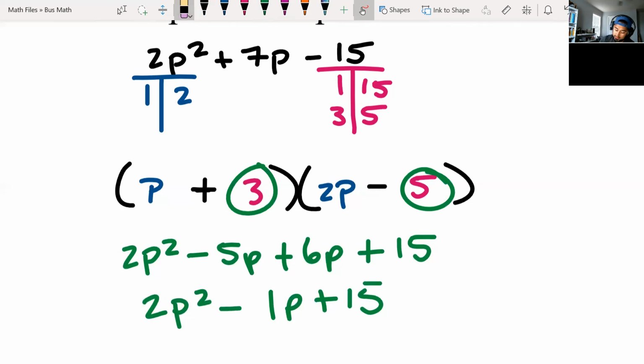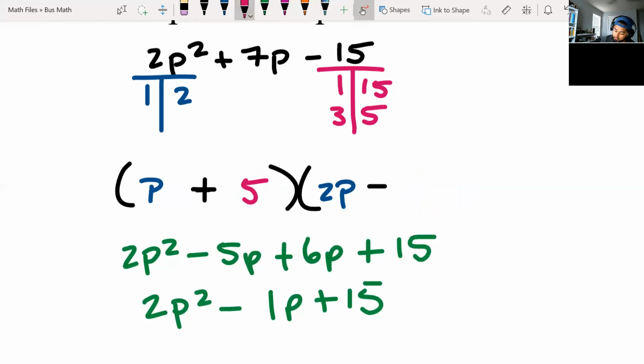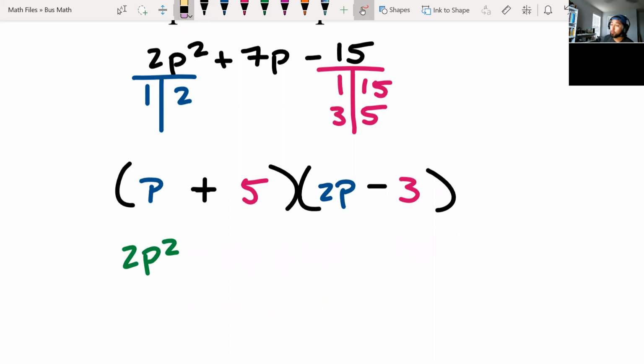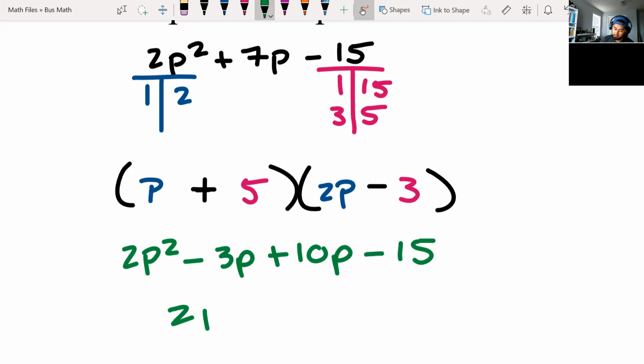So now this 3, we're going to put the 5 there instead. And where the 5 is, we're going to put the 3. We can just do a quick number swap like that. That's one of the easiest fixes. You can swap the numbers or you can flip the signs. So let's try it again. All we did was a number flip. So p times 2p, 2p squared minus 3p plus 10p minus 15. And I get 2p squared plus 7p minus 15.